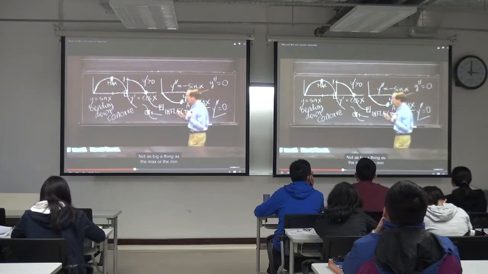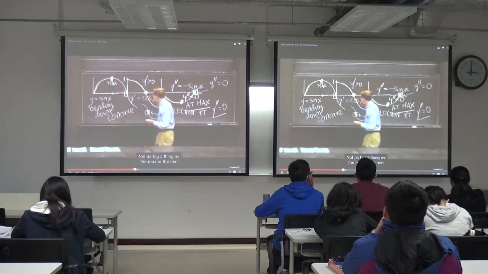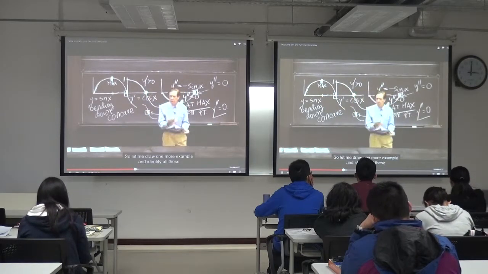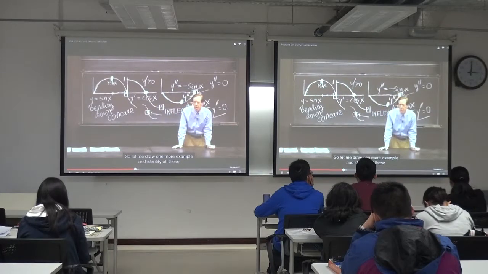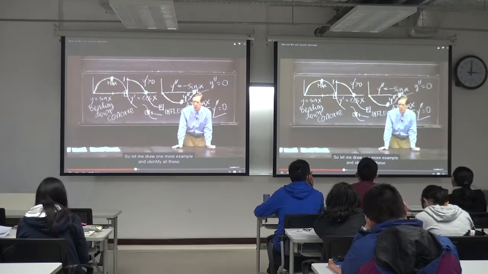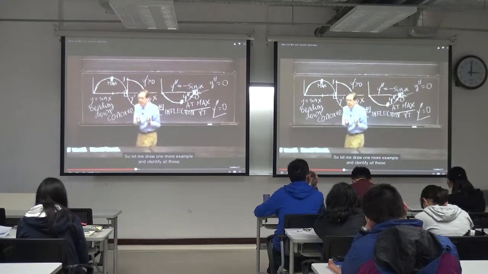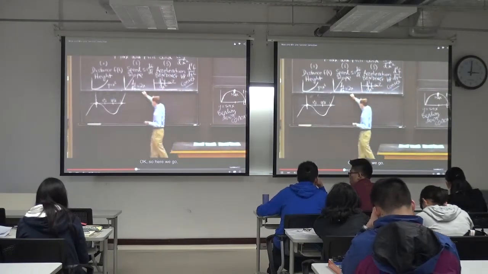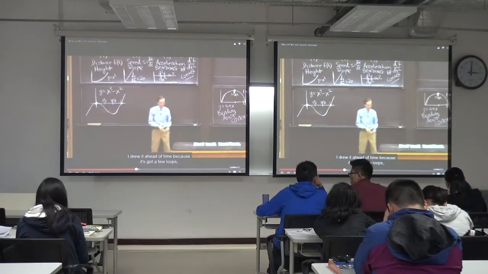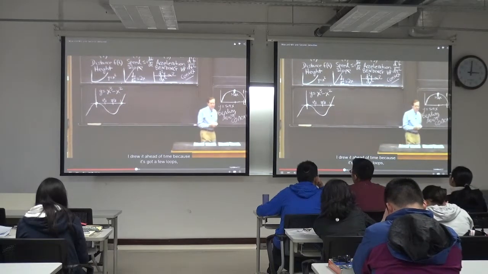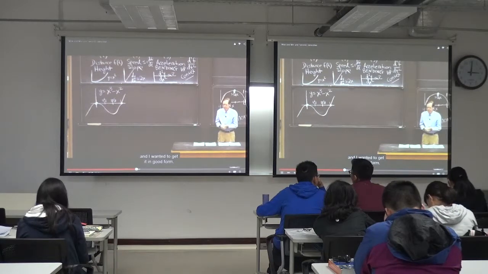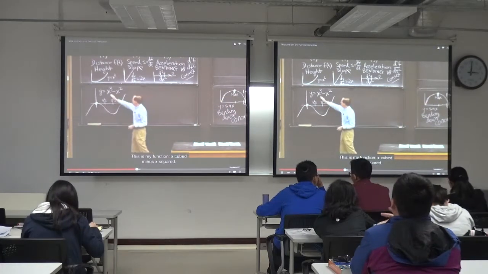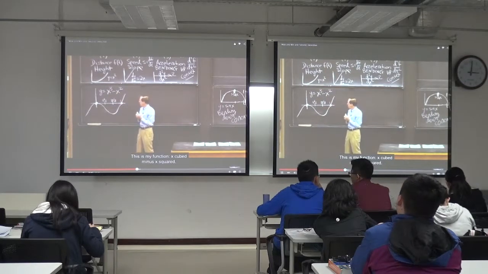Not as big a thing as the max or the min that we have over there. So let me draw one more example and identify all these different points. Okay, so here we go. I drew it ahead of time because it's got a few loops and I wanted to get it in good form. Okay, here it is. This is my function, x cubed minus x squared.